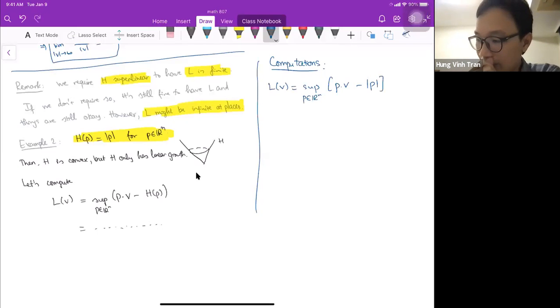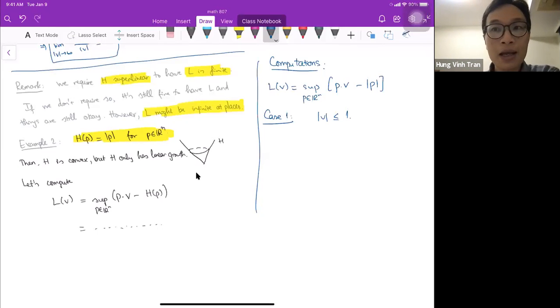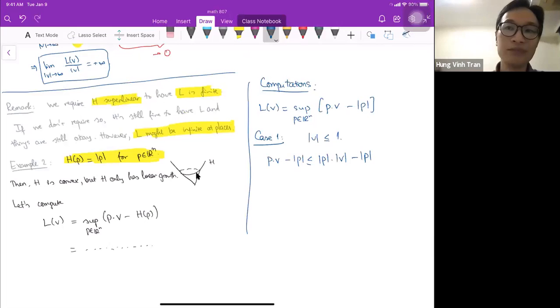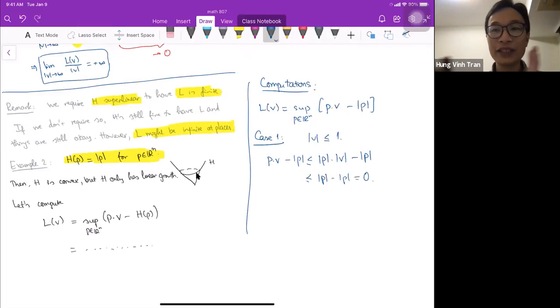There are two cases. Case number one is that the length of v is less than or equal to 1. Then P dot v minus the length of P is always less than or equal to length of P times length of v minus length of P. I'm just using the dot product inequality. There are many names for it, but I don't want to make it fancy. And because the length of v is less than or equal to 1, this is less than or equal to length of P minus length of P, which is 0, right?